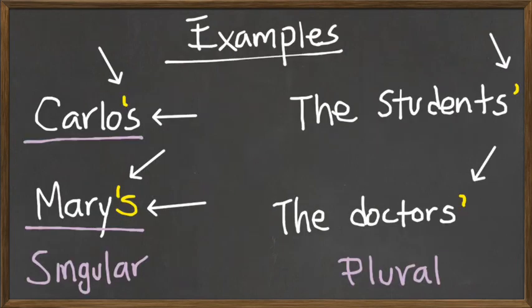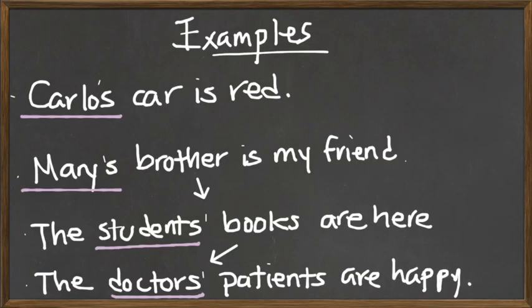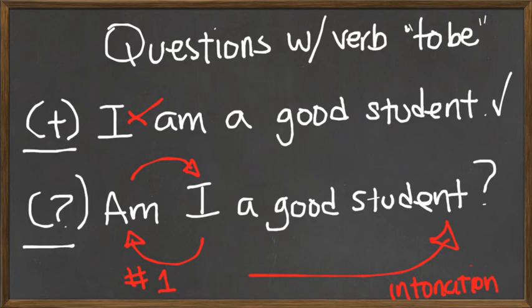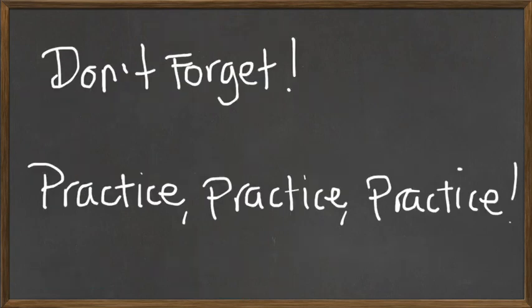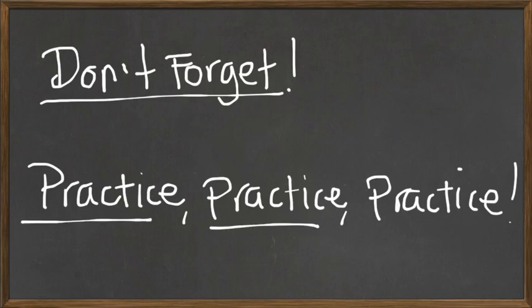We checked some examples. And in questions with the verb to be, the inversion of elements is very important, as well as the intonation. We heard some examples as well. And finally, do not forget that you have to practice, practice, and practice in order to learn English very well.